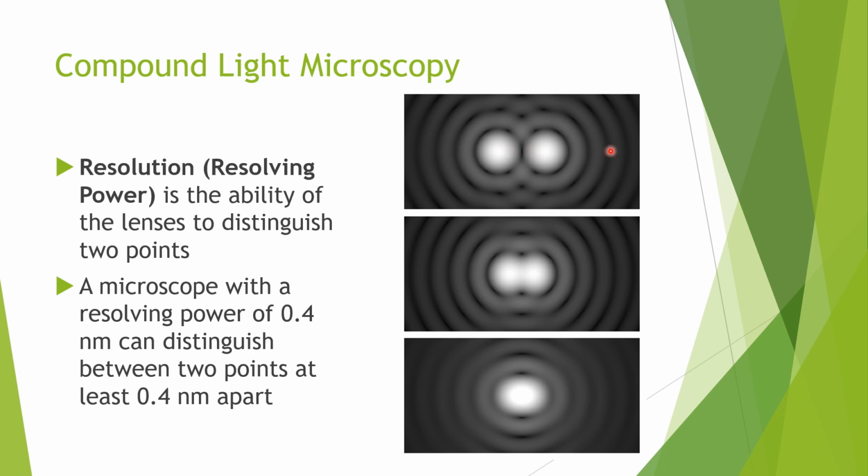So do you see the big difference between using a microscope with a low resolving power? It's going to show you that circle as if it is just one, versus using a microscope that has a pretty good resolving power, where you can actually see the two separate circles. So that's what the resolving power is all about.